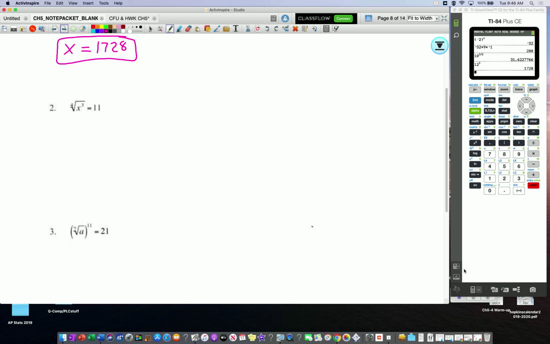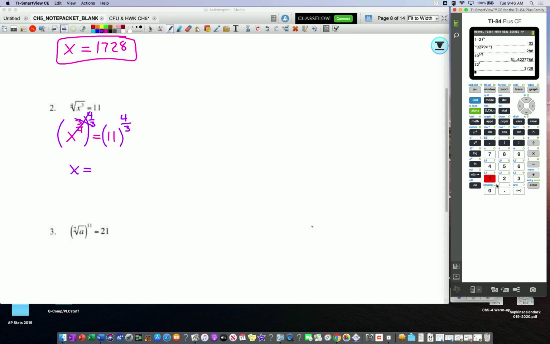All right, number 2, same process. Here I have x to the 3/4 power equals 11. Now, got to get rid of the fractional exponent, so I'm going to raise it to the 4/3 power. Exponents cross out. x equals 11 raised to the 4 divided by 3 power. This is where we're going to get some very interesting answers.